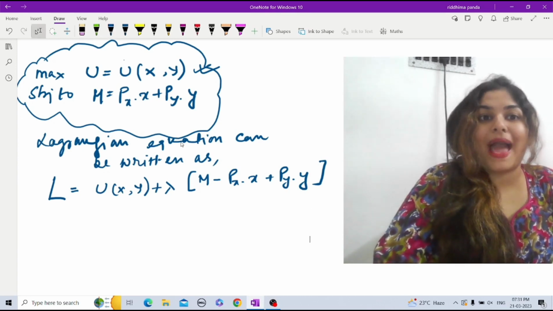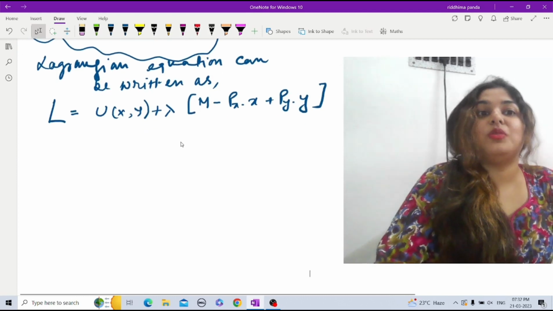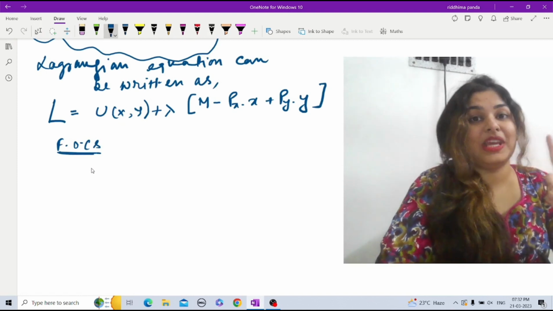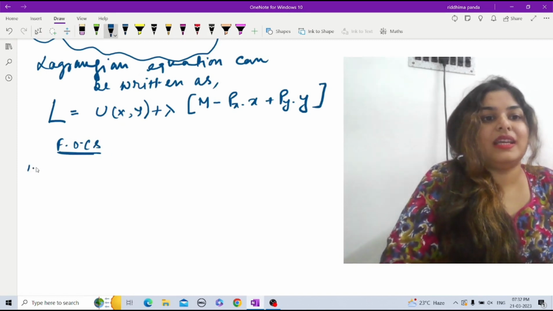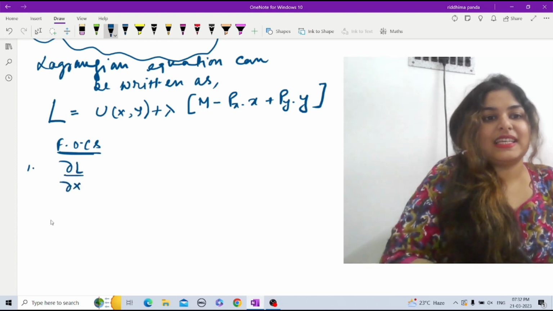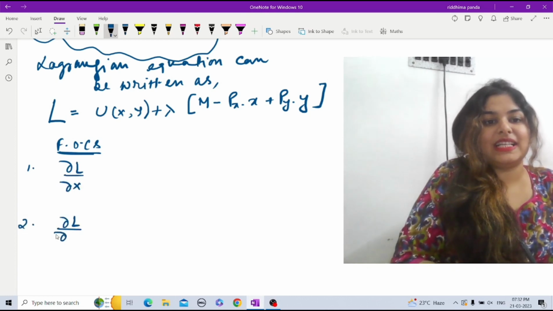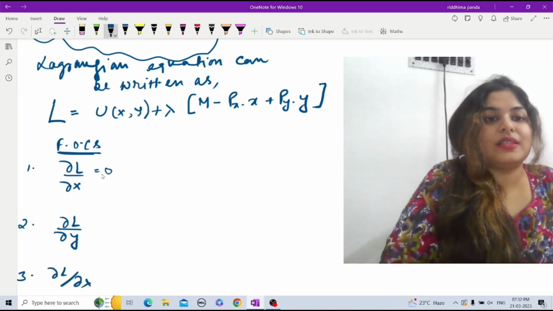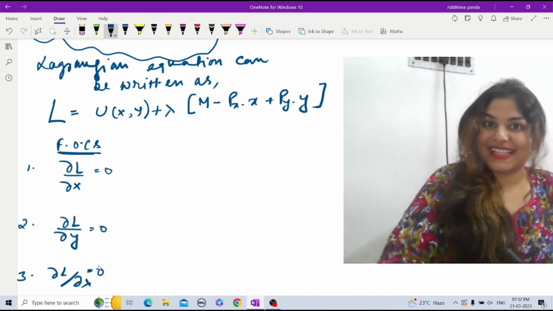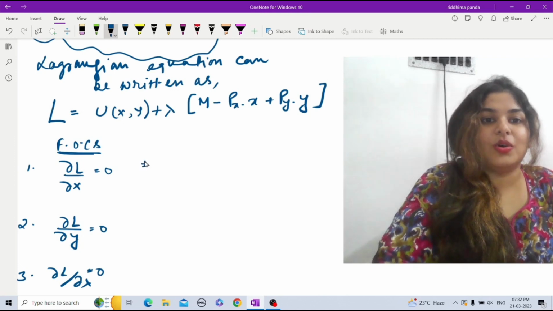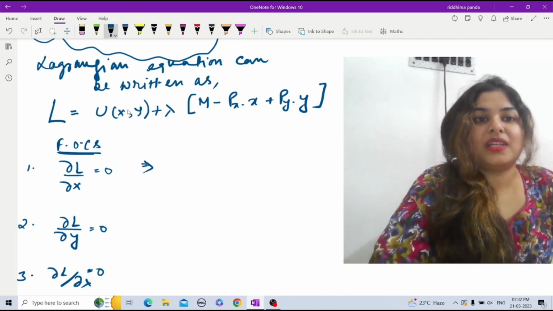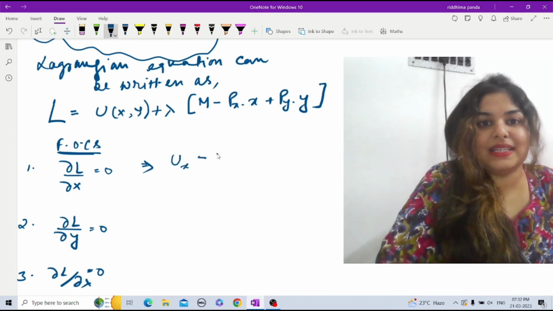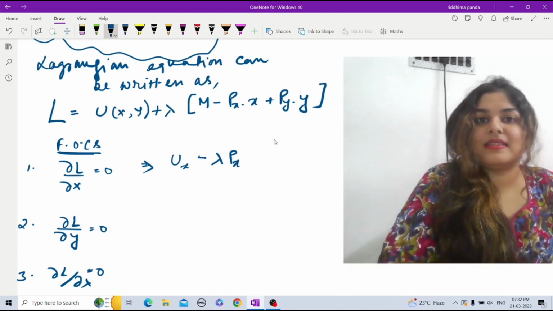Here our problem is to maximize, so we are going to find the first order conditions. Since there are three parameters, I am going to have three first order conditions. Number one is delta L by delta X. The second one is delta L by delta Y. And lastly, with respect to lambda. Each is equal to 0. This is our first order or necessary condition. Now I'm going to solve this. With respect to X, what do you get here? This is delta U by delta X minus lambda into Px. Others are constants, so they are 0.